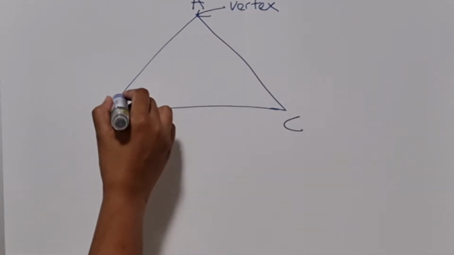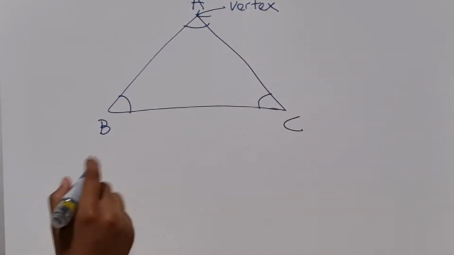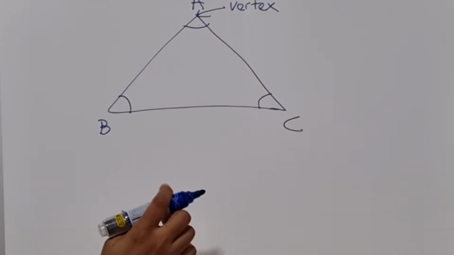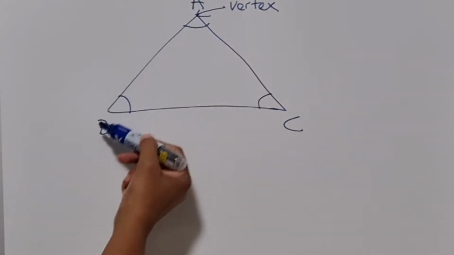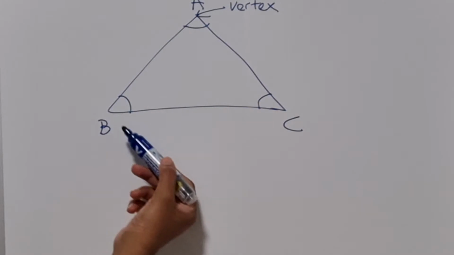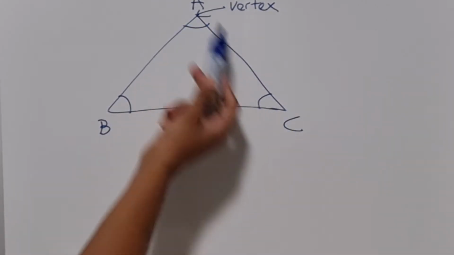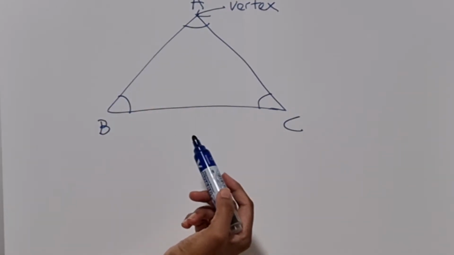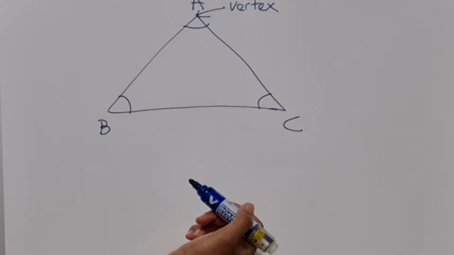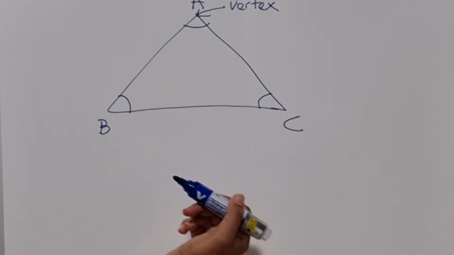Okay, and then these are the angles of the triangle. And then when we name the lines, we always go alphabetically. So this line is called AB, this is called BC, and this one is called AC. Always go alphabetically.